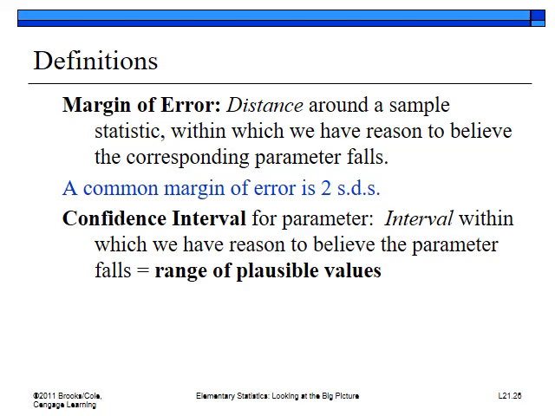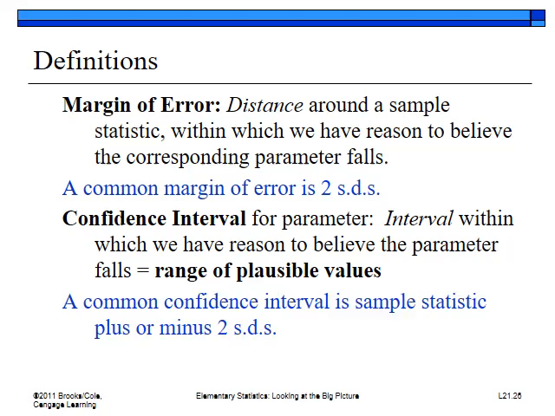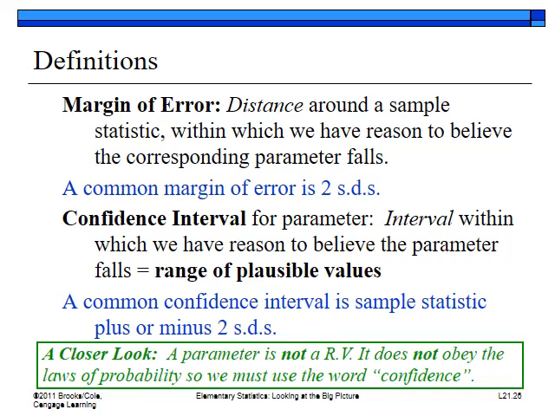A confidence interval for the parameter is the interval within which we believe that the true value in the population, the parameter, will fall. That's our range of plausible values. Commonly, we'll use the sample statistic, that is like the sample proportion that we just saw, give or take 2 standard deviations. Do you see the relationship between margin of error and confidence interval? We see the margin of error here, and we see it again here.